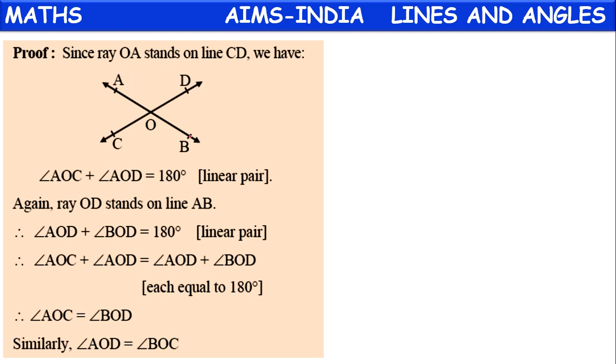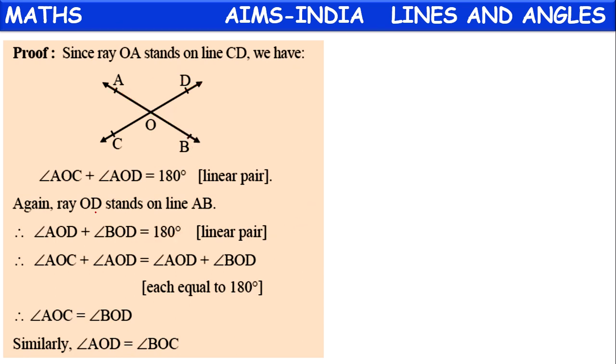Again, ray OD is standing on AB. For the line, all the angles on the above side of AB will sum to 180 degrees. So AOD plus BOD equals 180 degrees. This is also because of linear pair.